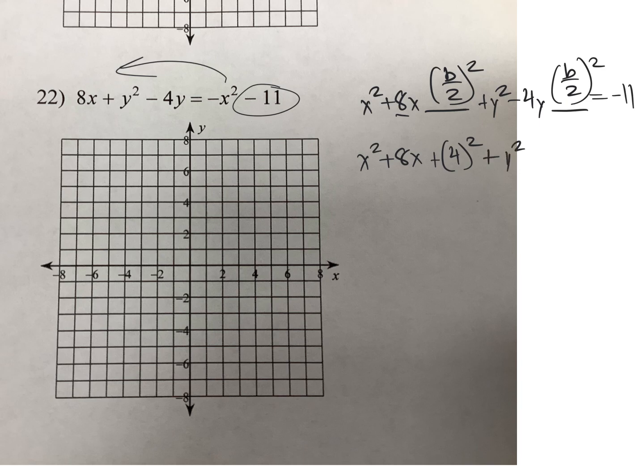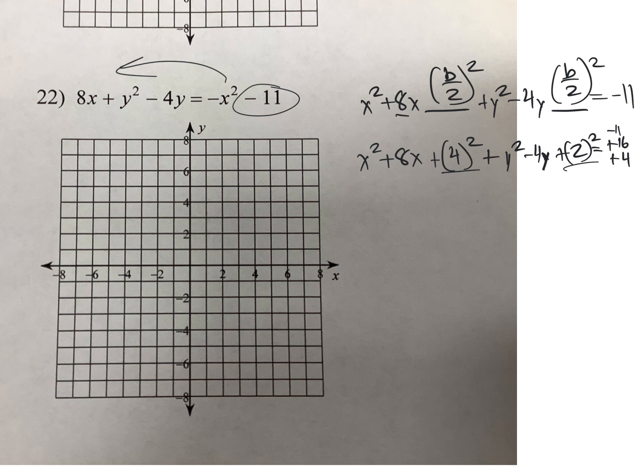In the second one, b is 4. Doesn't matter about the negative because you're going to square it away. So 4 over 2 is 2. So we have -11 plus 16 plus 4, because 4 squared is 16 and 2 squared is 4. That's what you're adding to the left, so you've got to add that to the right as well.